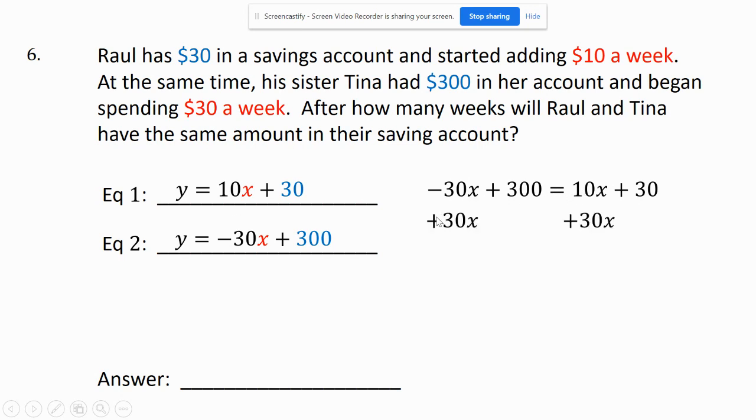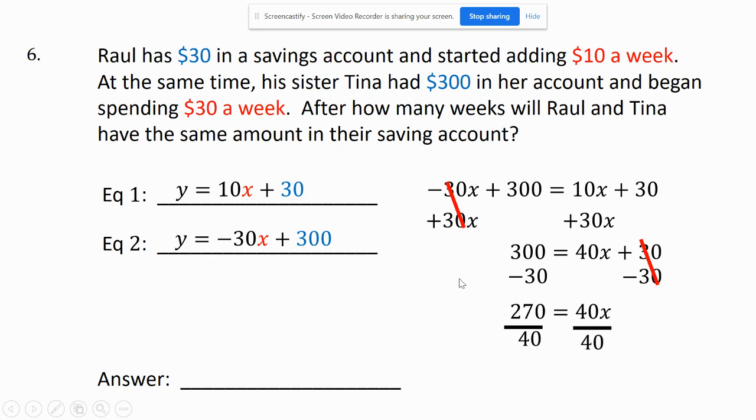I'm going to probably add 30x because I like positive values better. And then it makes 40x. And then I'm going to subtract 3 from each side. So basically 297 divided by 40 means that it will take about 7.4 weeks for them to have the same amount in their savings account. Now the question doesn't ask how much is in their account, but when it will be the same.